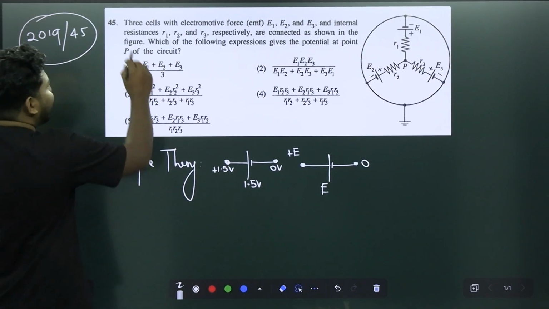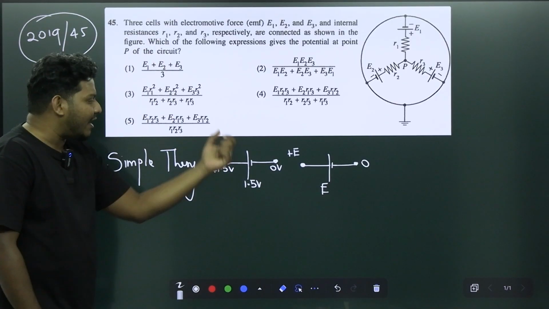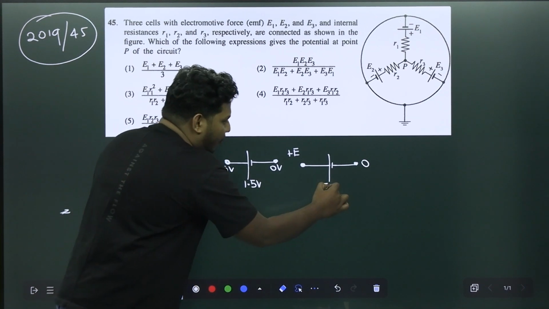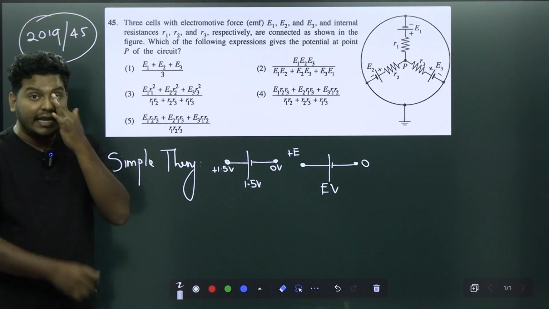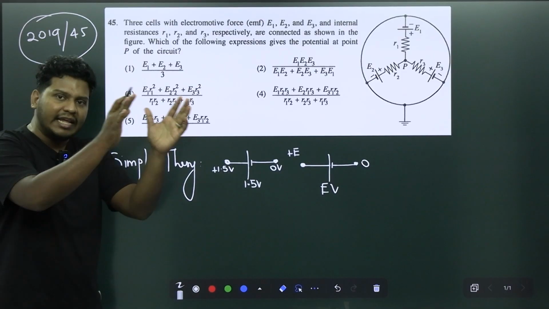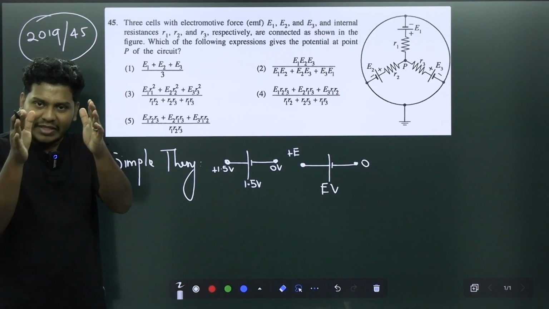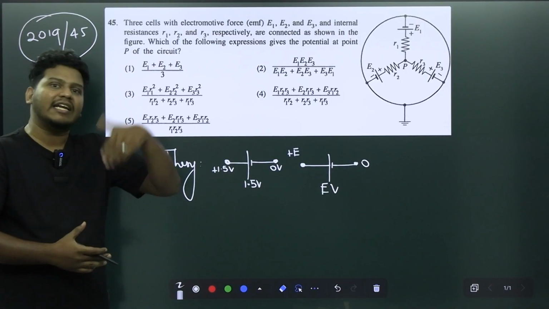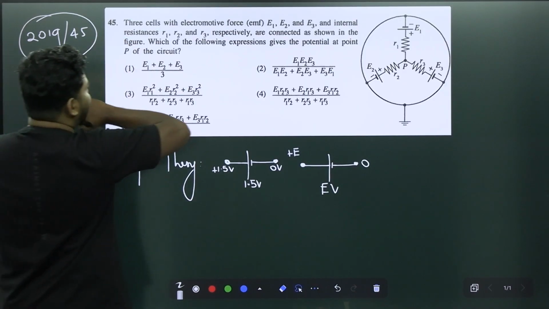Look at the question: 3 cells with electromotive force, EMF. This means the 1.5 voltage or E voltage is the EMF, the electromotive force. There is a difference between electromotive force and the voltage difference. We will study that in electricity. Okay, let's go to the question now.